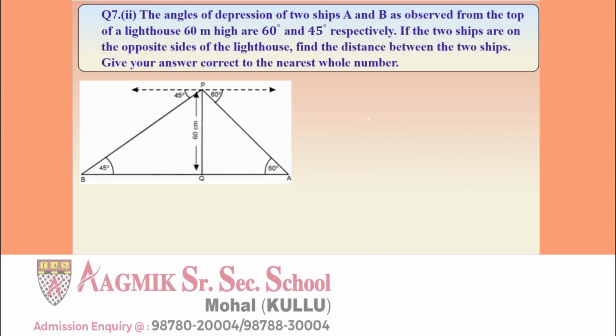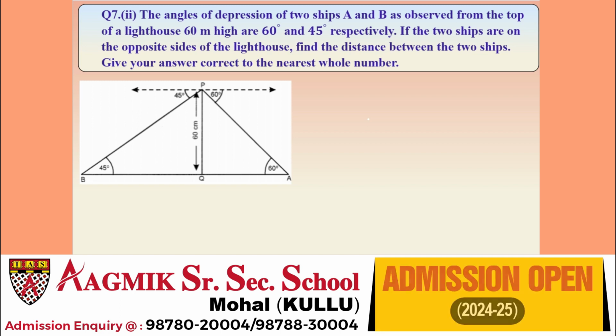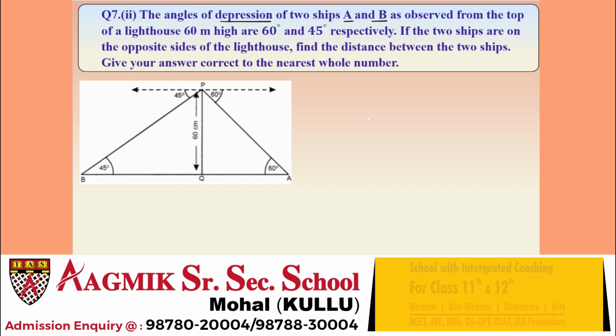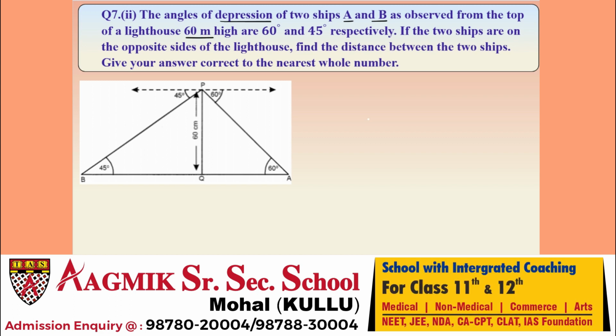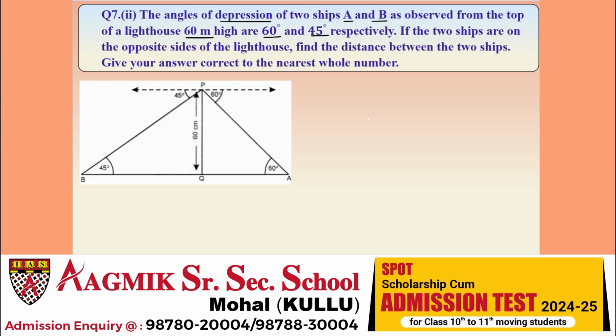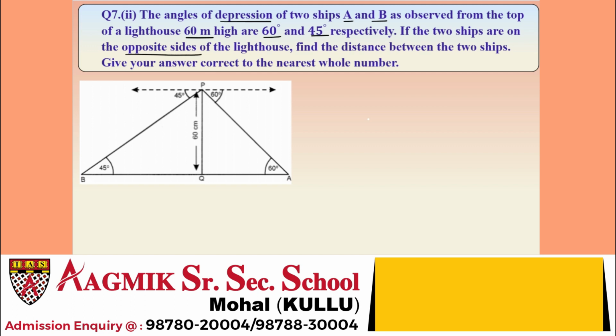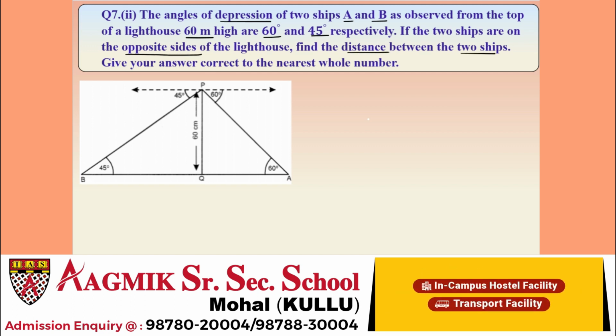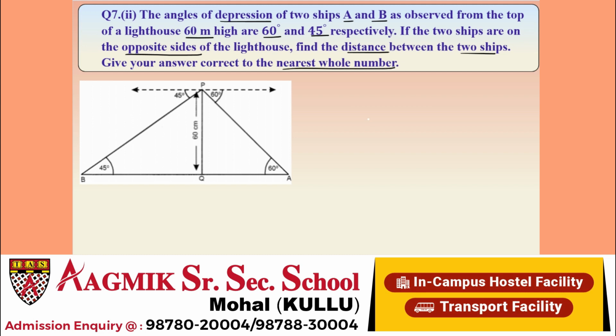Moving on, let's have a look now at question number 7 part 2. The angles of depression of two ships A and B as observed from the top of a lighthouse 60 meters high are 60 and 45 degrees respectively. If the two ships are on the opposite sides of the lighthouse, find the distance between the two ships. Give your answer correct to the nearest whole number.